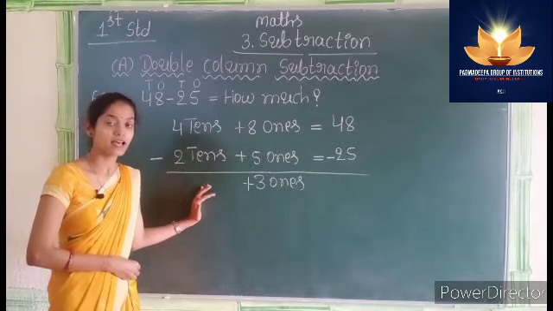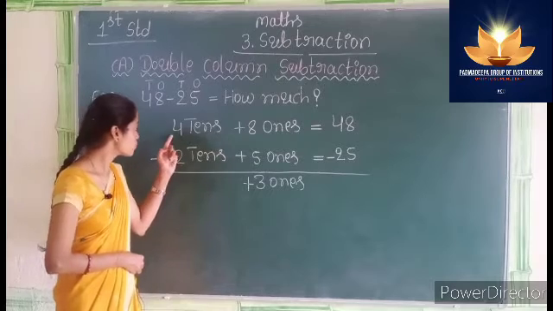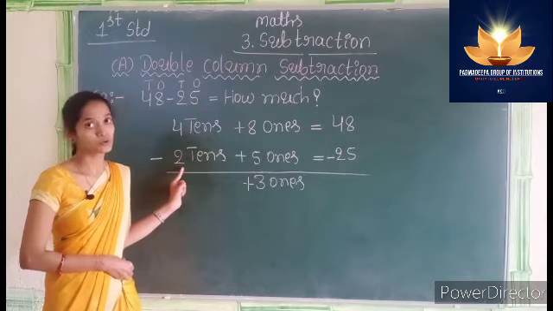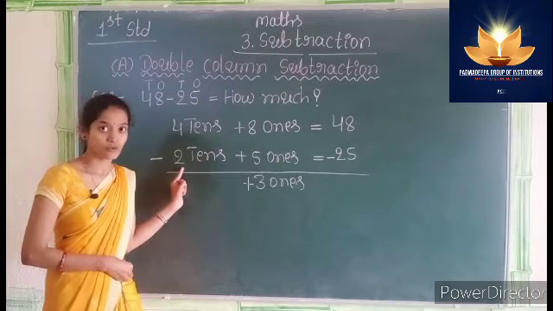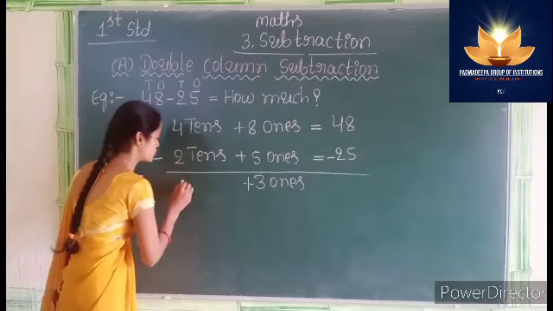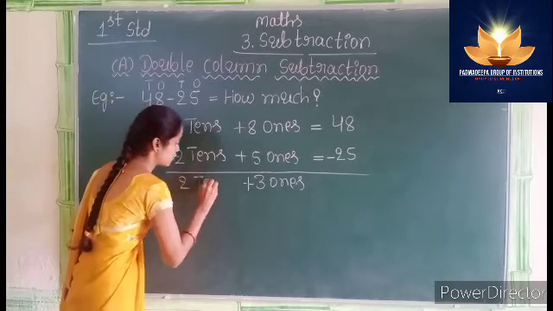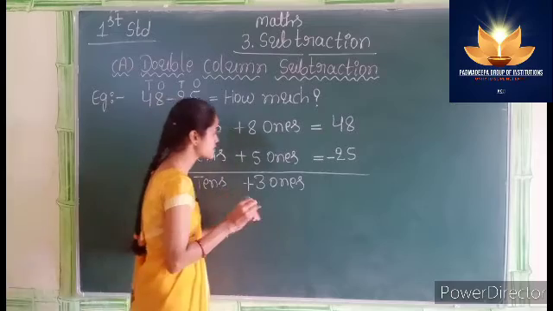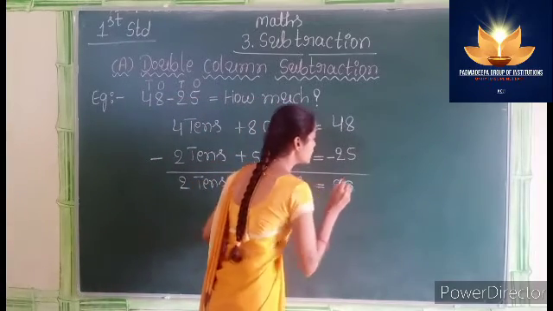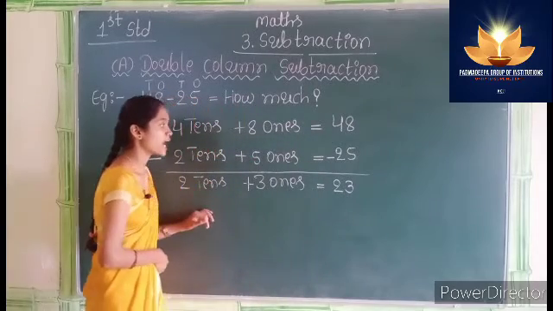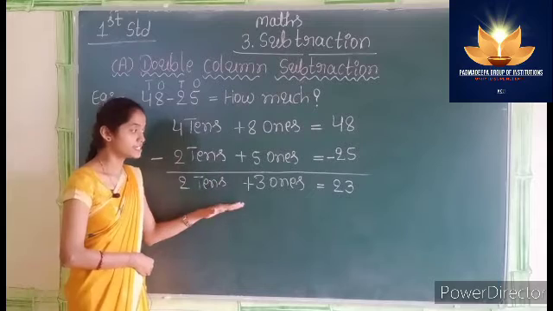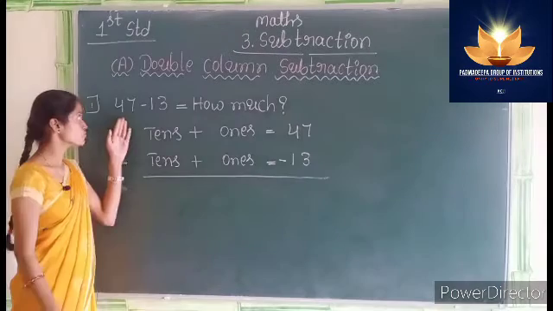in tens place. In the tens place we have 4 and 2. 4 minus 2, how much? 4 minus 2, 2. We get 2 tens. 2 tens plus 3 ones, that is equal to 23. When we subtract 25 from this 48, we get 23.